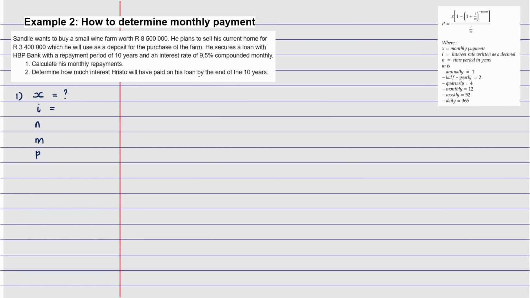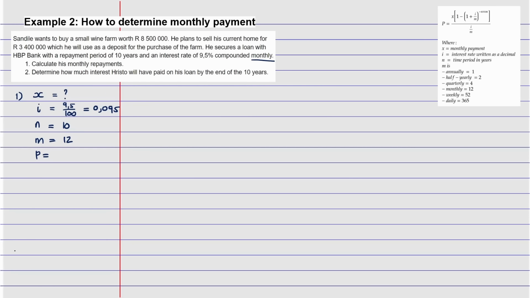I here is going to be the interest, which is 9.5. I'm just going to change it already, so that's equal to 0.095. And N is going to be the period he needs to pay it, which is 10 years. The interest is compounded monthly, so it's going to be multiplied by 12. Then P is going to be the value.